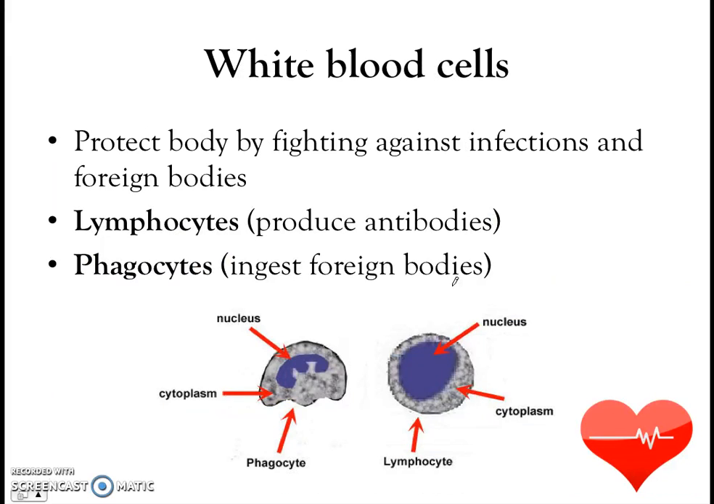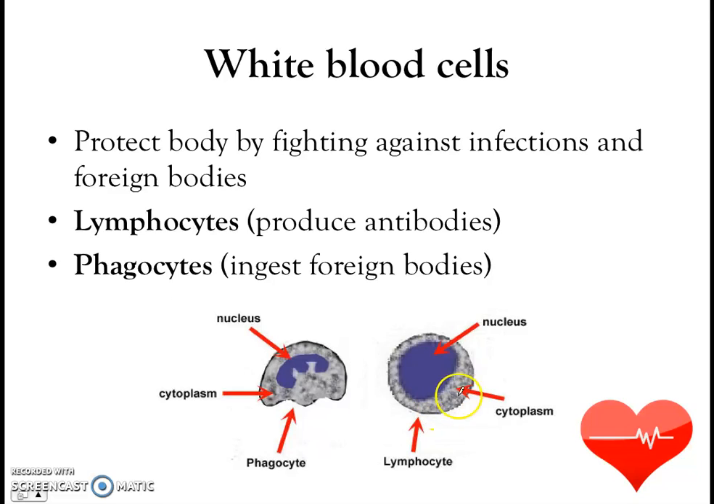Right, next we have our white blood cells, and you should have read that their main function is to protect the body by fighting against infections and foreign bodies like bacteria and viruses. Now, they come in 2 main types. First, the lymphocytes. Lymphocytes, their main function is to produce antibodies, and then we've got the phagocytes, which are the ones which will ingest and engulf the foreign bodies.